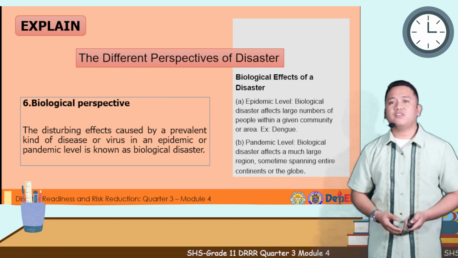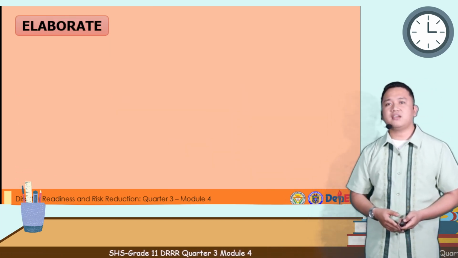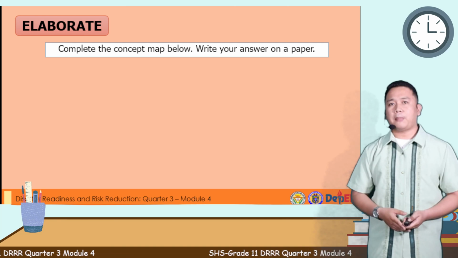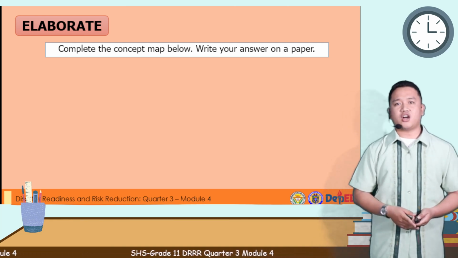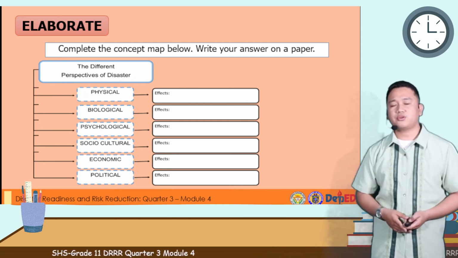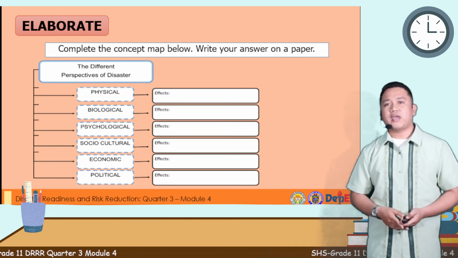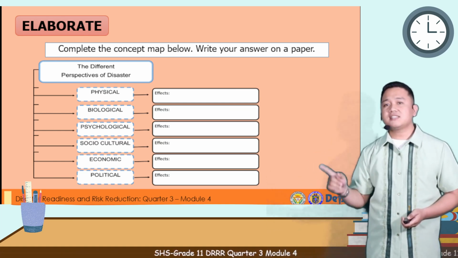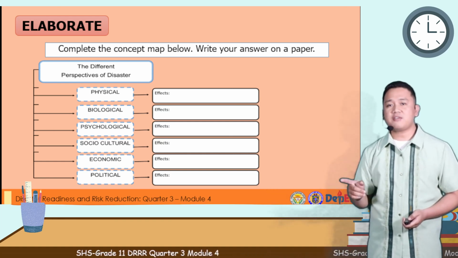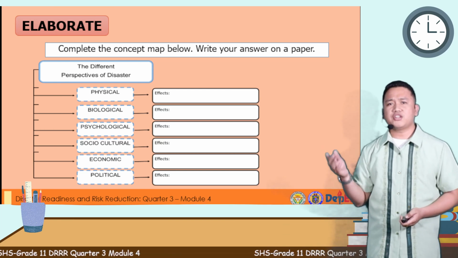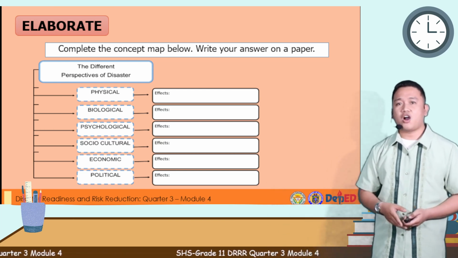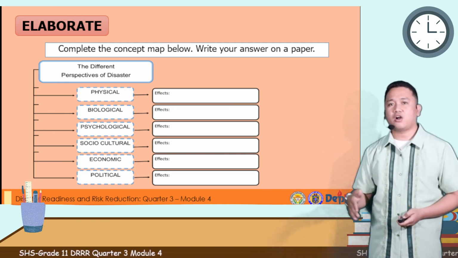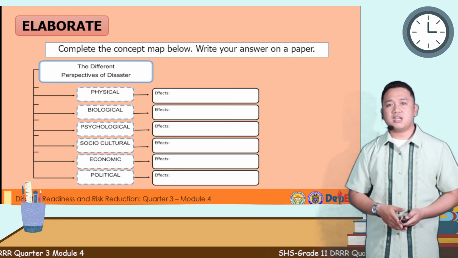So, let us move on. Those are the different perspectives of disaster. Now, the next activity would be the concept map. You are going to complete the concept map below, as you can see on your screen. So, as I've said, we have the different perspectives of disaster: the physical, biological, psychological, sociocultural, economic, and political. So what are you going to do? You are just going to write the effects of disaster to the physical and the other perspectives of disaster. So I'll be giving you a minute to do the activity.